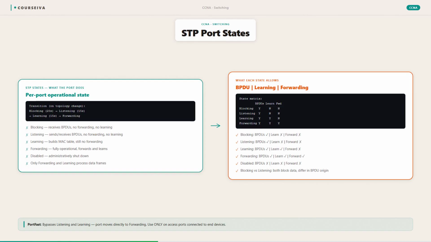Then we have the forwarding state. Here the port is finally in business, smoothly passing frames like it's been waiting for this moment. And finally, the disabled state. Think of this as a port on a holiday, completely switched off and inactive, all thanks to the shutdown command.